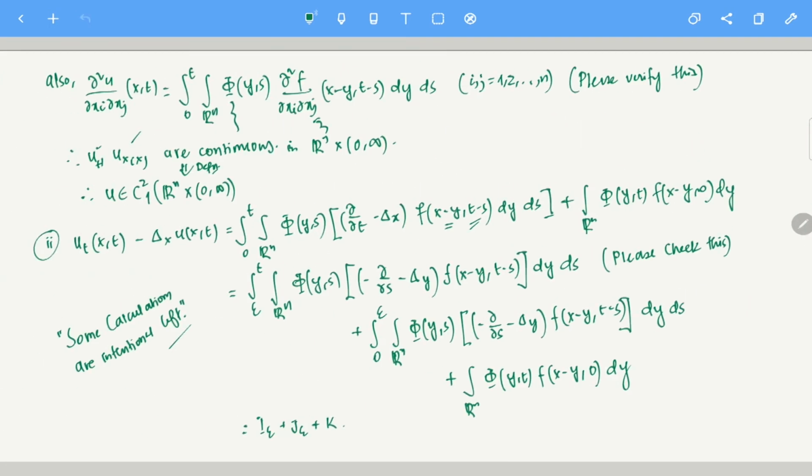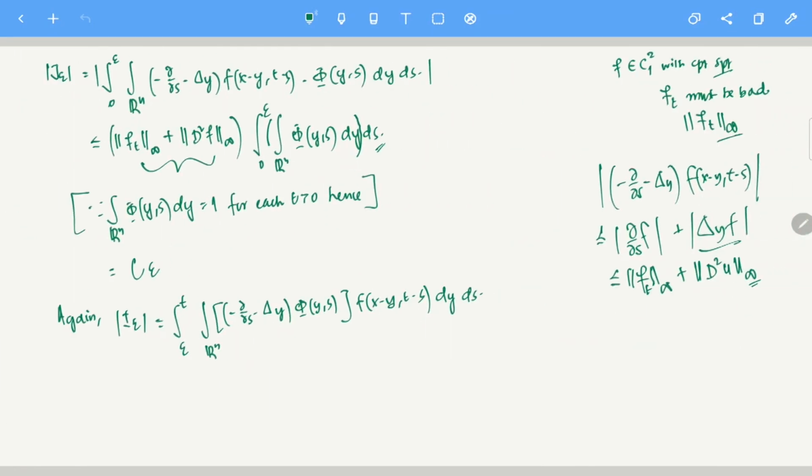If I remember, I epsilon is the same thing, right? This whole thing is I epsilon. I just wrote phi here, but anyways it's I epsilon, epsilon to t integral over Rn. Okay, fine. This is I epsilon.